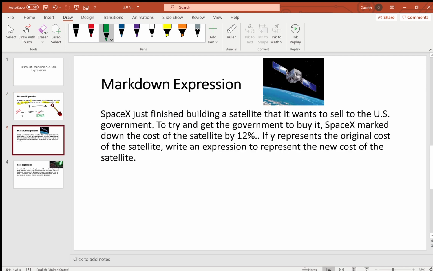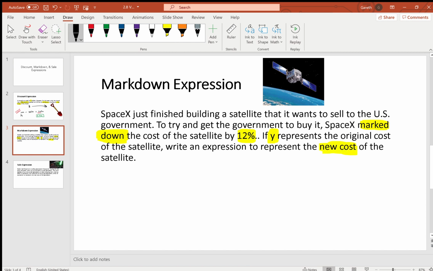In this example, we are dealing with markdowns. SpaceX has just finished building a satellite that it wants to sell to the US government. To try and get the government to buy it, SpaceX marked down the cost of the satellite by 12%. Please notice, marked down. The key word is obviously down. You're going to subtract. If Y, that's our variable, represents the original cost of the satellite, write an expression to represent the new cost of the satellite.